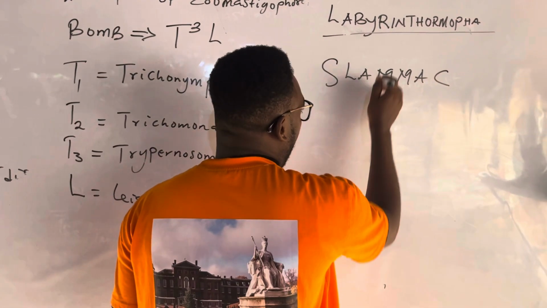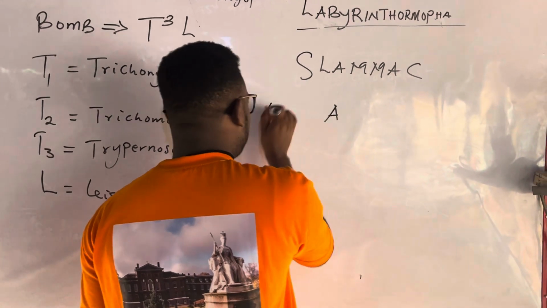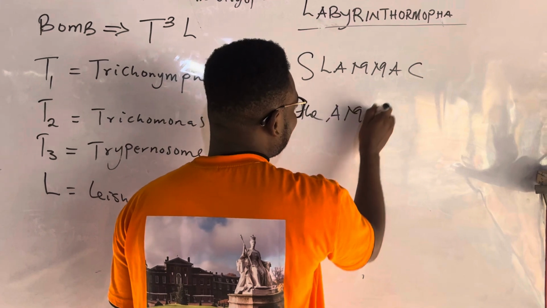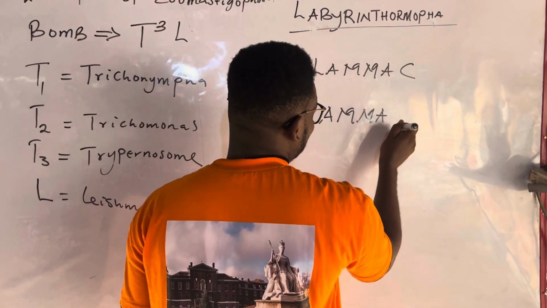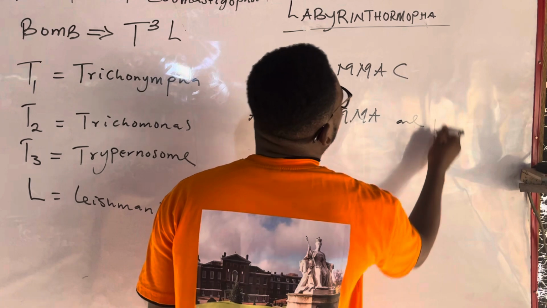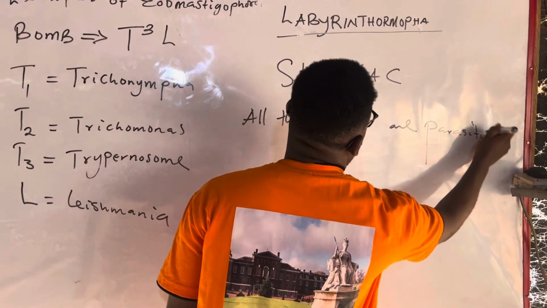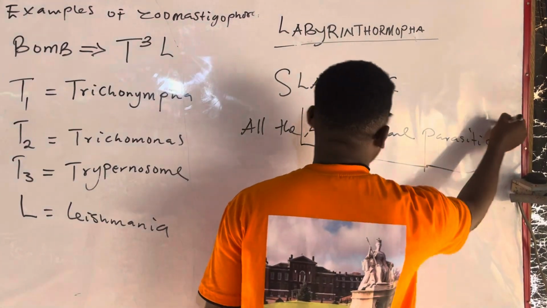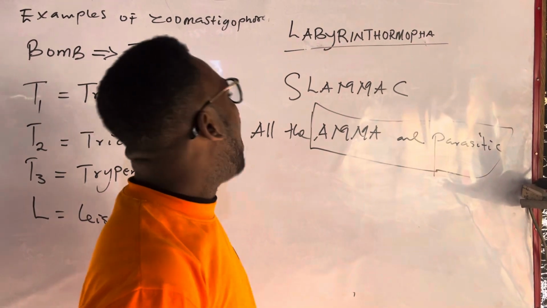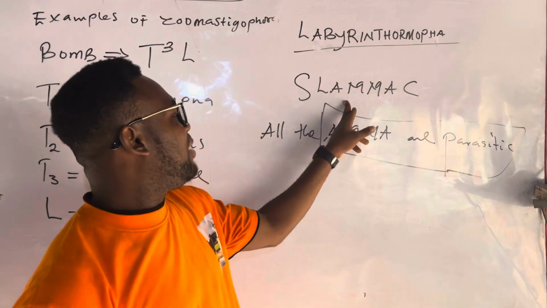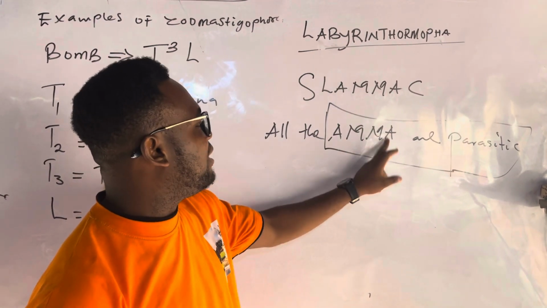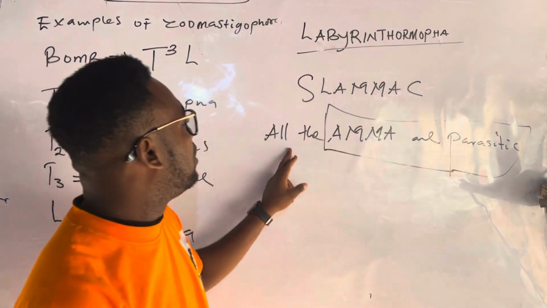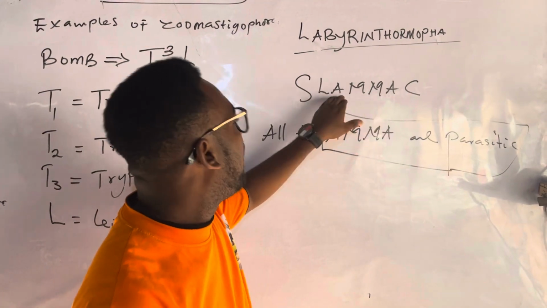All the amas are what? Parasitic. All of them are parasites. All the organisms you will see in Apicomplexa, Myxozoa, Microspora, and Ascetospora, all of them are parasites. That's why I said in my acronym, all the amas are parasitic.